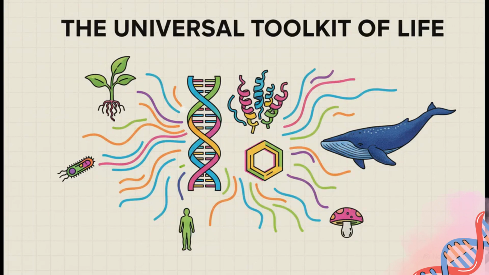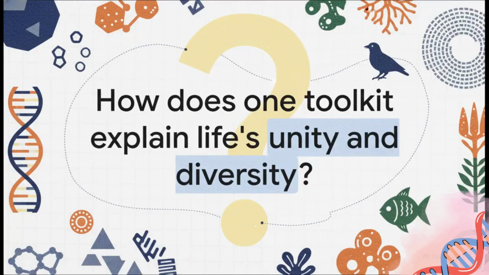And here's what should honestly blow your mind. This is a universal toolkit. The exact same 4 fundamental types of molecules build everything from a single-celled bacterium to a giant blue whale. It's just incredible. It reveals this deep shared ancestry, this fundamental unity of all life on Earth, right down at the molecular level. Which leaves us with one last big question to chew on.